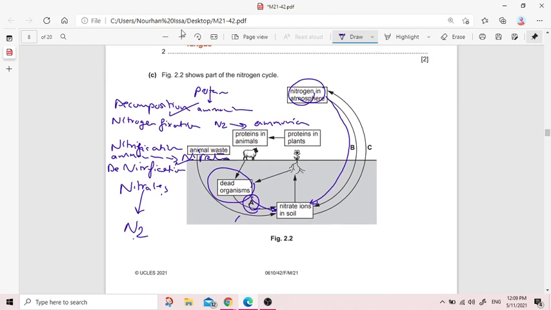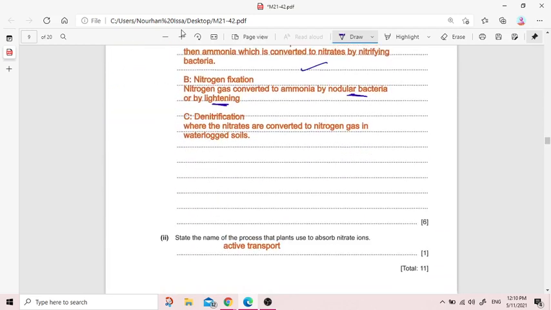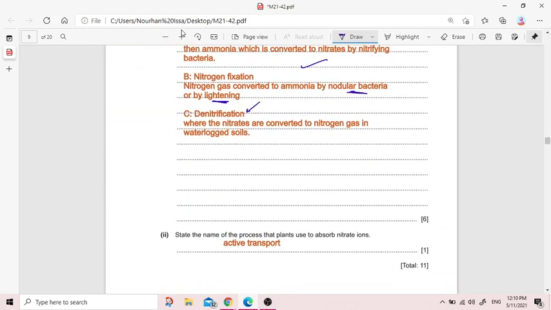C. Nitrate ions return to the atmosphere as nitrogen. This is denitrification, where it is converted to nitrogen gas. But this is not to be considered 1 mark because it's already in the diagram. So I have to tell him another point. Where does this happen? Denitrification requires waterlogged soils.